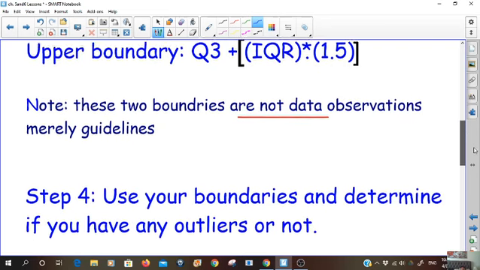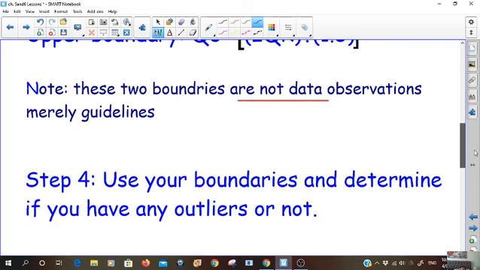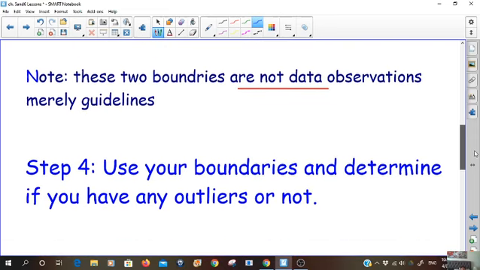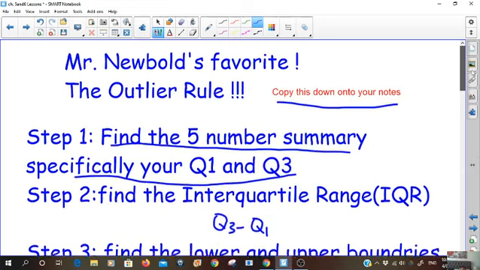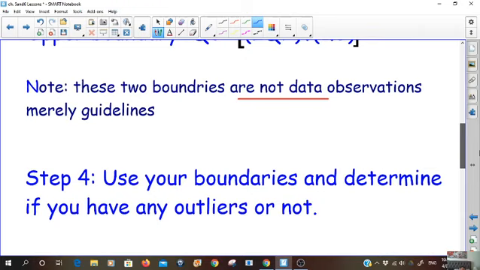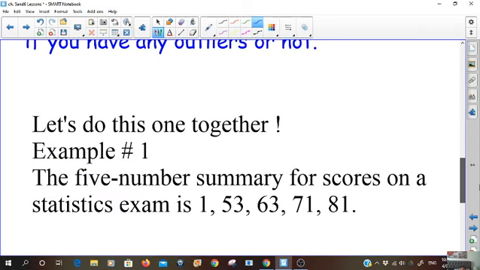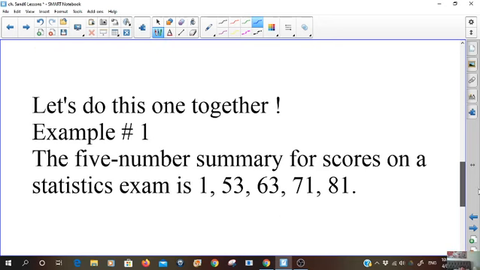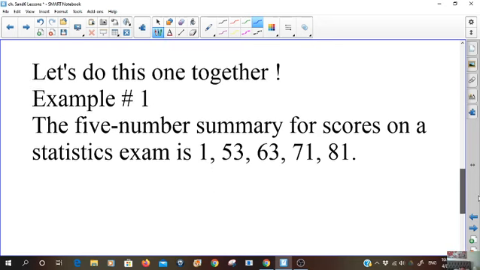Awesome. Okay, use your boundaries and determine if any of you have outliers or not. Awesome. So that's step number 4. So there's all our steps to the outlier rule. Use the boundary to determine if you have outliers or not. So let's do this one example together. Nice. So in this example, they actually give us the 5-number summary already.